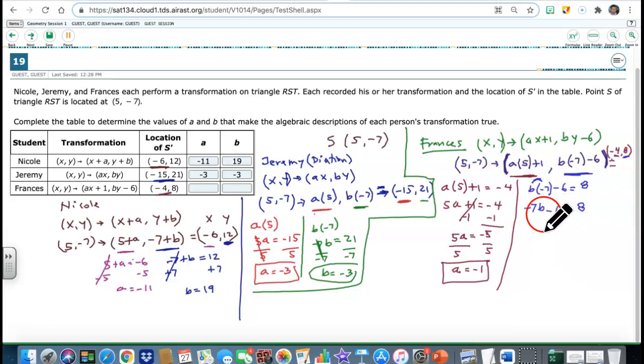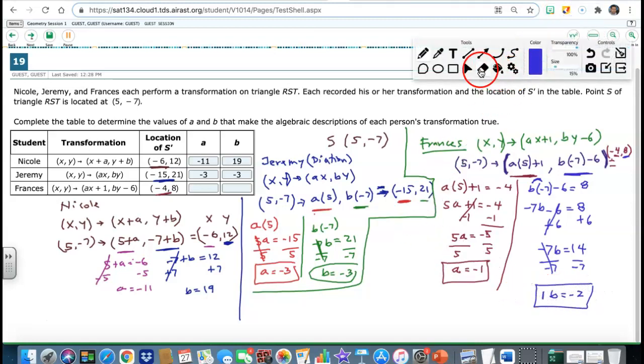Solve for b. Cancel the negative 6. Add 6 on both sides. Negative 6 plus 6 is 0. Bring down the negative 7b. 8 plus 6 is 14. Last step, you divide by negative 7 on both sides. Negative 7 divided by negative 7 is 1, cancels out. I don't have to write the 1, but if you want to write it, that's fine. 14 divided by negative 7 is negative 2. So b is negative 2.